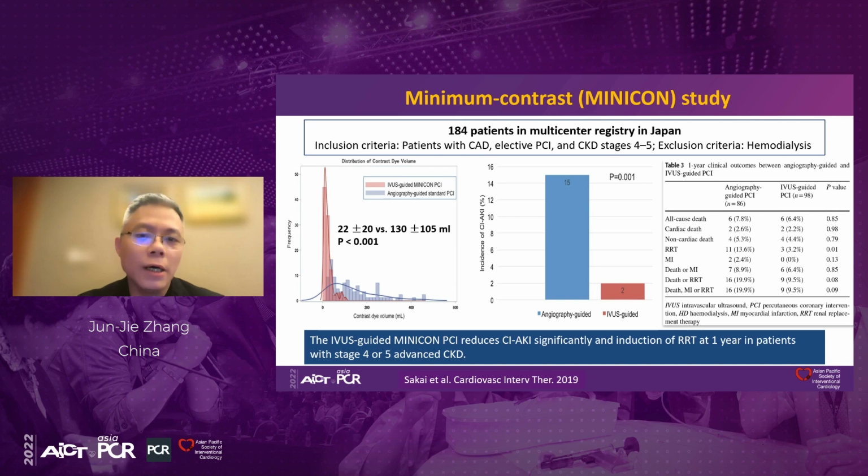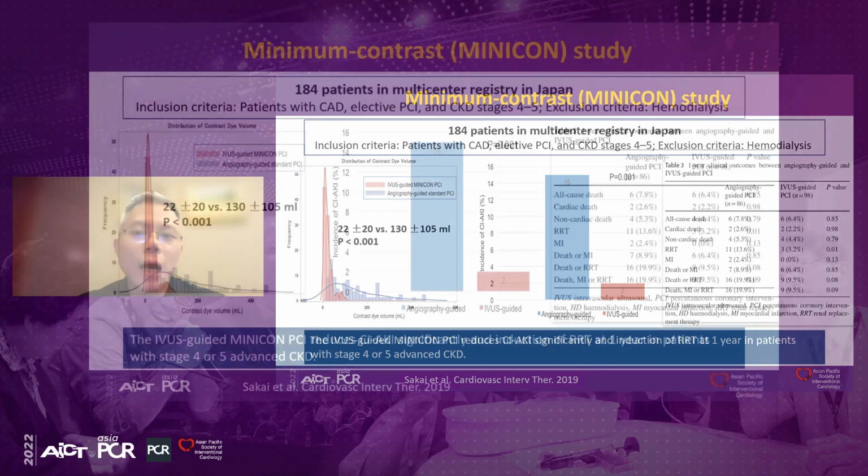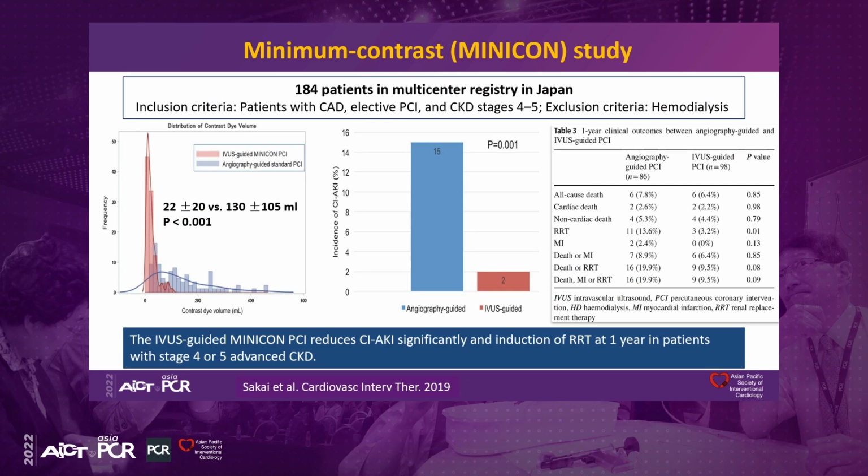This is also a multi-center registry from Japanese colleagues, totally including 184 patients. The inclusion criteria included patients with CAD and elective PCI with end-stage CKD. Exclusion criteria included hemodialysis. At 1-year follow-up, you can see that compared with angio guidance, IVUS guidance was associated with significantly lower contrast-induced AKI, only 2% compared with 50% with angio guidance. Next.